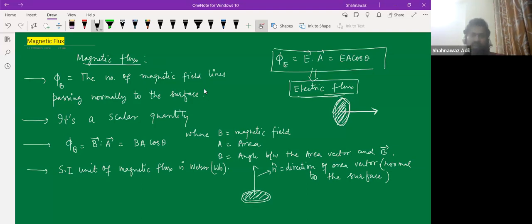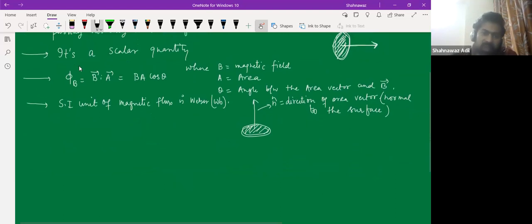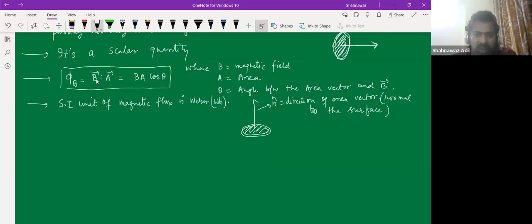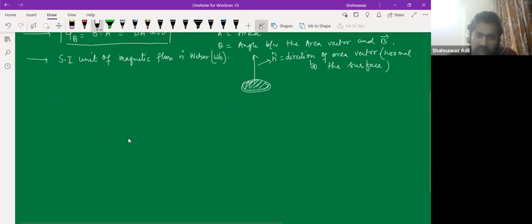So the next thing is, you practice some questions from this. In those kinds of questions, you will be given the magnetic field, and then you will also be given the area vectors. Let me check.